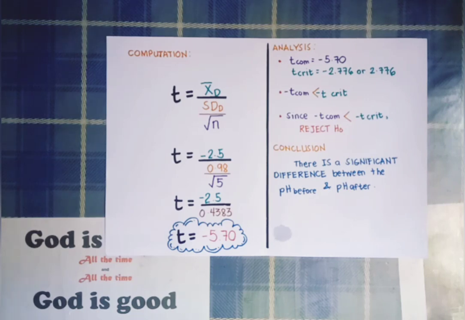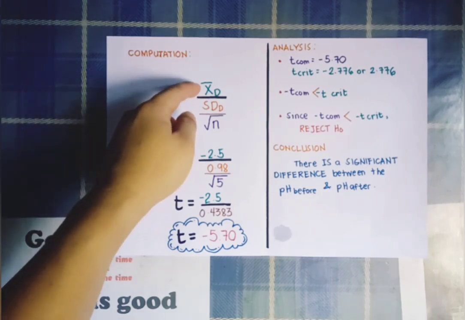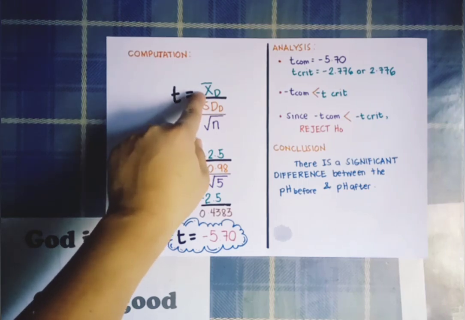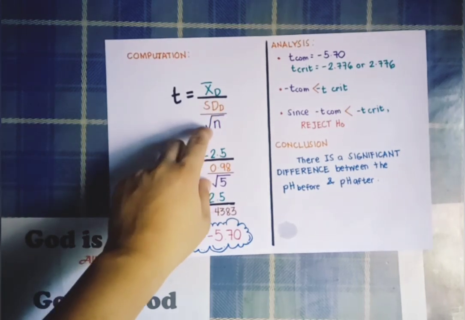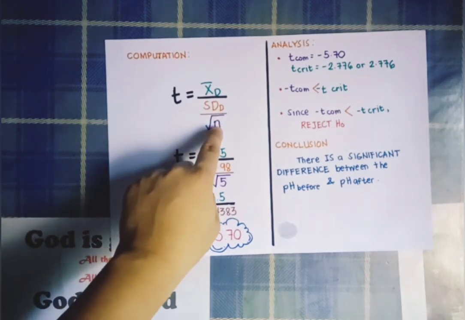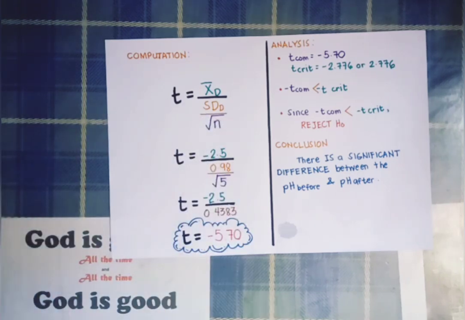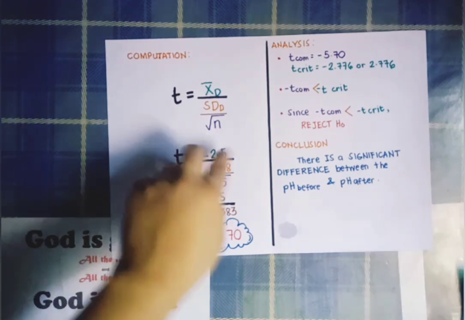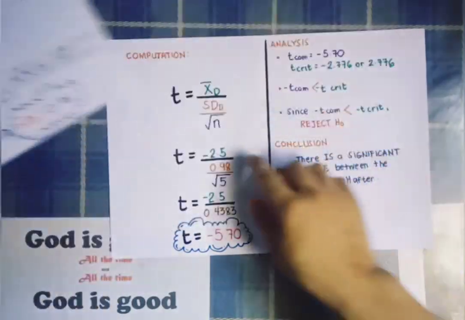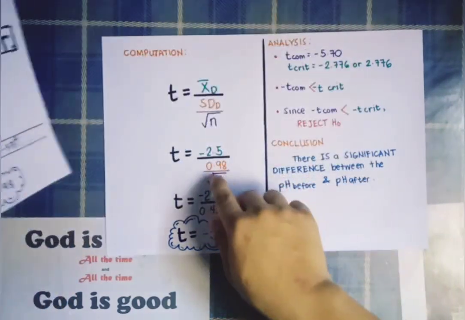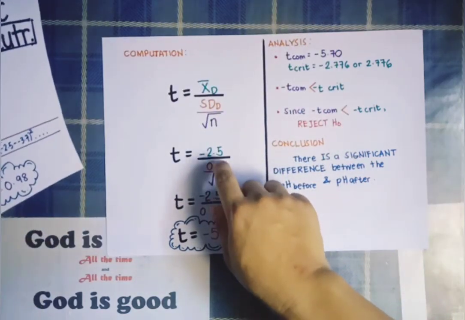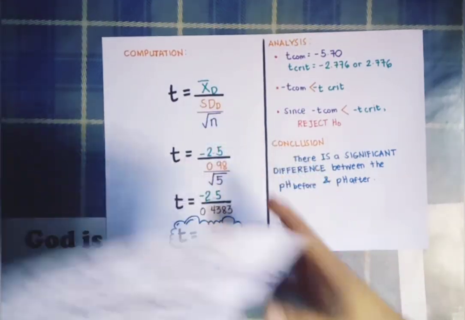The formula for the paired samples t-test is t is equal to the mean of the difference, which we already obtained earlier, divided by the standard deviation of the difference, which we also obtained earlier, and the square root of n, where n is the sample size. By substituting the values that we already computed, we have t is equal to negative 2.5. So again, that is our mean of the difference, negative 2.5. And we also have here the standard deviation for the difference, 0.98, which we substituted here. And our sample size is 5, so square root of 5.